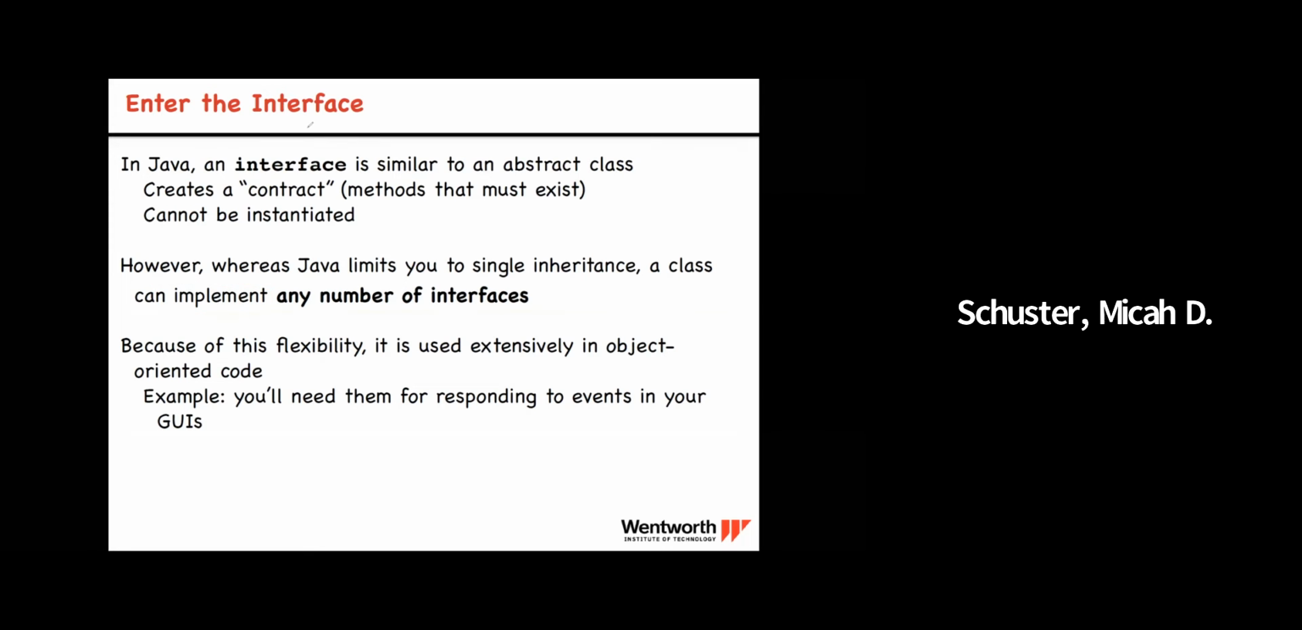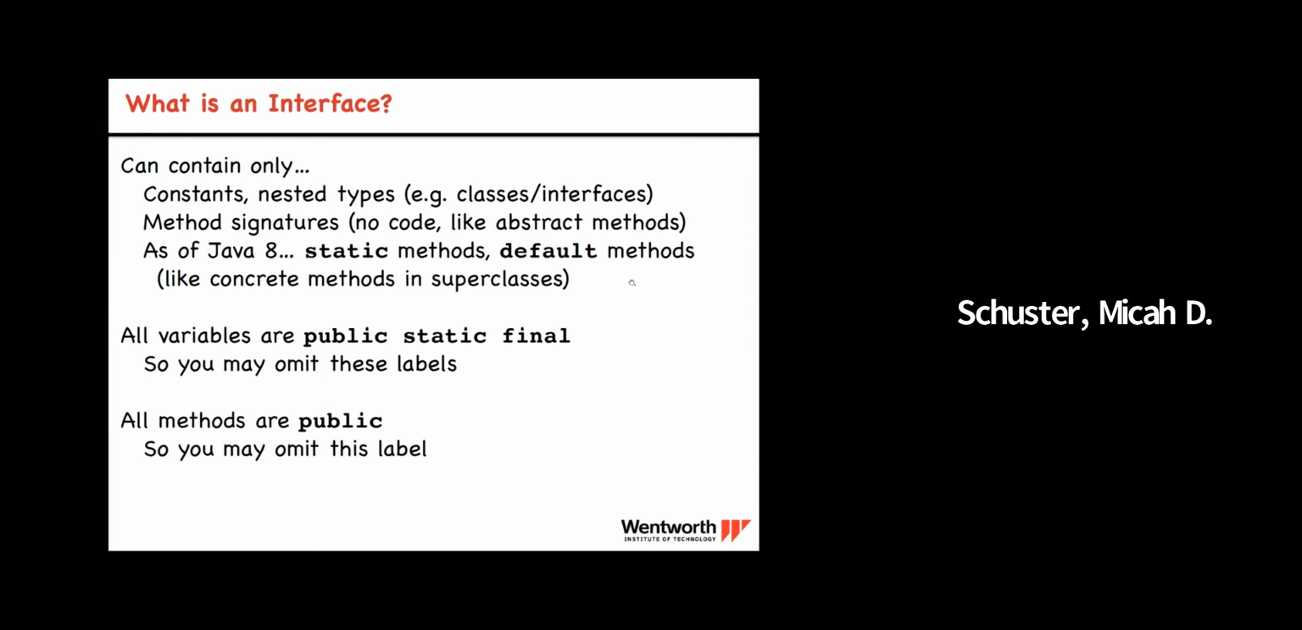Okay, so let's talk about what these interfaces contain, and then we'll do some examples. They can only contain constants. They can actually have other interfaces or classes within them. That's not something that we're going to mess with. So think of it as only constants. They contain method signatures, so they only contain abstract methods. As of Java 8, and this is one reason why you have to have at least Java 8 for this class, you can actually have static methods and default methods as well. We're not going to use them in this class, but you can have them.